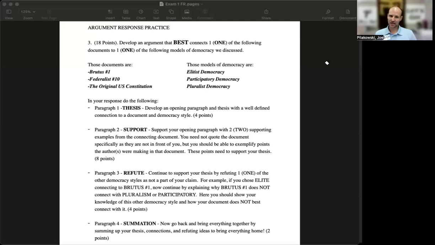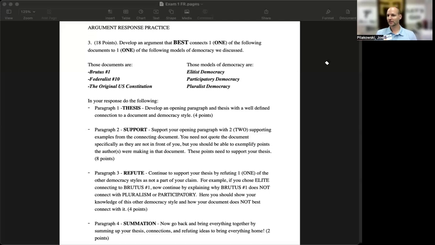Now in paragraph 3, I got to refute one of the others. So in that sense, what I could say is, well, the original Constitution doesn't seem to support pluralist democracy. It doesn't talk about parties. It doesn't talk about groups. It doesn't mention groups, right? It seems to, in this argument, support elite democracy.